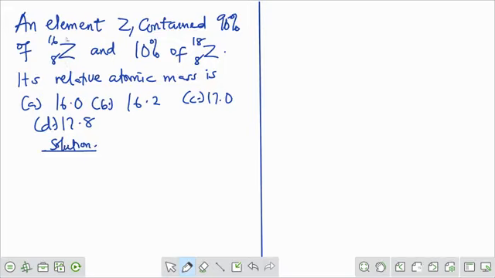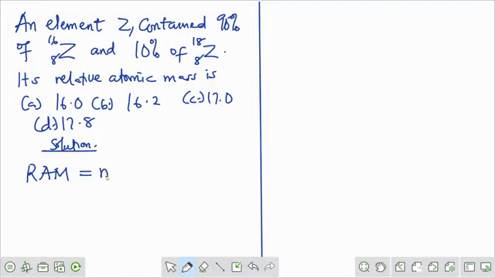So this phenomenon is called isotopes. What is isotopes? The occurrence of an element to have the same atomic number but different mass number, or different number of neutrons. I hope you understand. So this is isotopy.